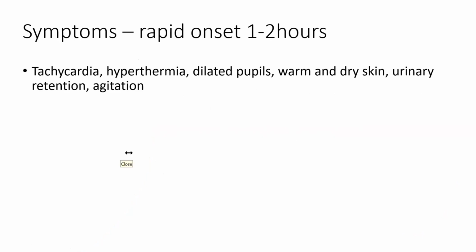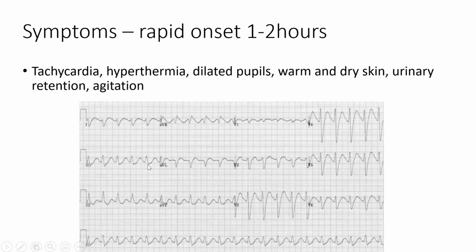In A&E, I've seen quite a few amitriptyline overdoses, and the people really do turn up with these symptoms. It's not one of those textbook things. People are tachycardic, hyperthermic, they've got dilated pupils, warm and dry skin, urinary retention, and agitation. So it's all of this anticholinergic effect, and they also get some ECG changes.